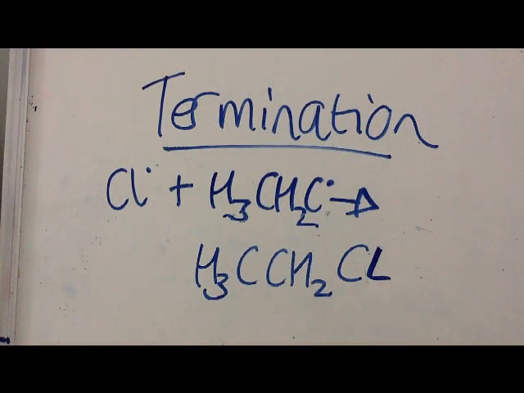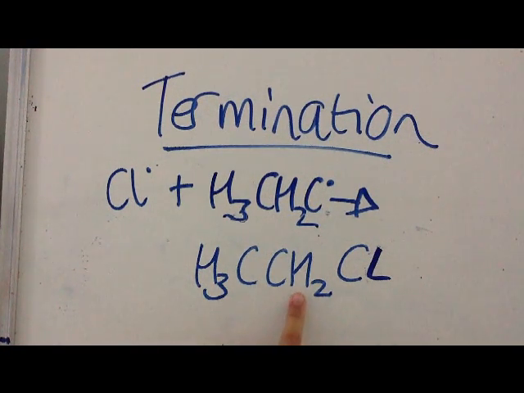So we have done initiation, which is where we create our free radicals; propagation, which is where the reaction itself happens; and termination, which is where we have to physically end the reaction by putting two free radicals together to make a molecule that isn't a free radical. This is a substitution reaction because what we have done here is substitute one hydrogen from the ethane with a chlorine. We could carry this on.